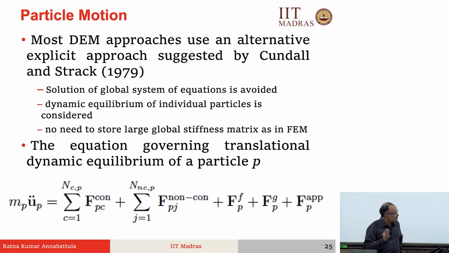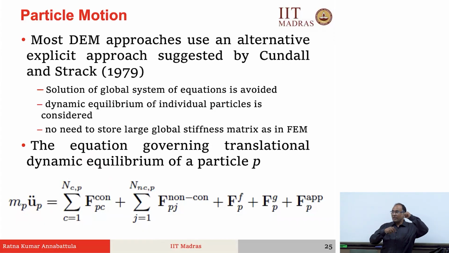So, the governing equation for the dynamical equilibrium of a particle goes like that. m u double dot, so that means each particle, the mass of the particle and the acceleration of the particle, is equal to some force. Here you have various components of the forces. The first force here is the contact force. Let us say if a particle P is coming in contact with particle C, then there is a contact force between these two particles, isn't it? So, that is the contact force contribution. That means, because particle P is in contact with particle C, it exerts some force on particle P.